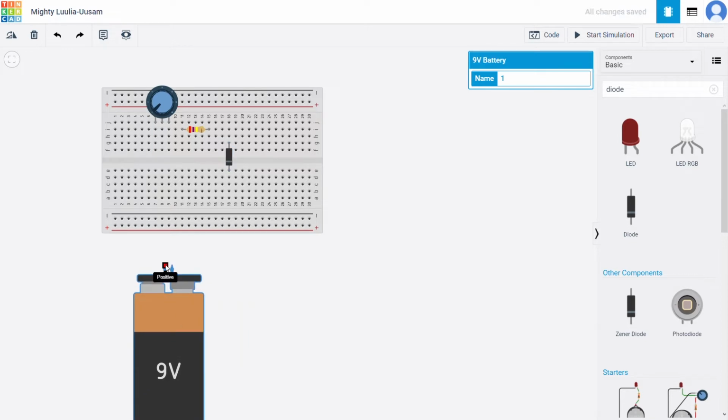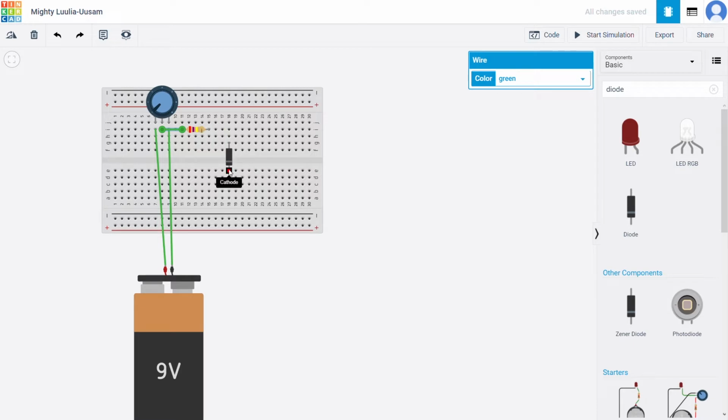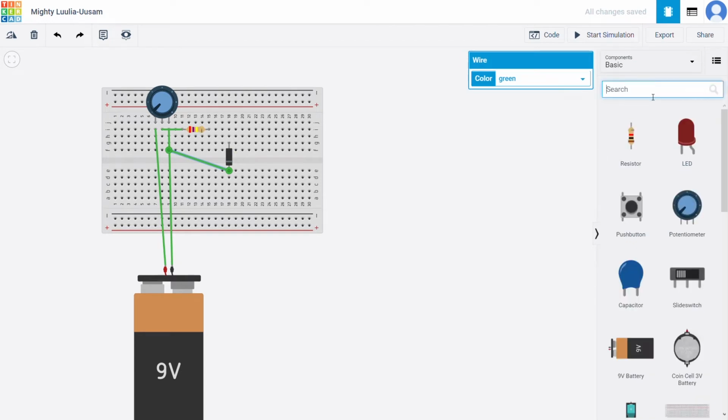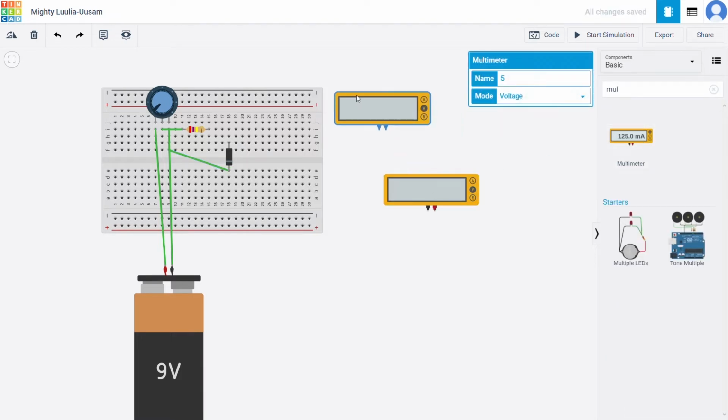So we supply our voltage to the potentiometer, and from the output of the potentiometer it goes through the resistor to the diode, and it goes back to the potentiometer. For this experiment I'm going to use a multimeter to measure it.